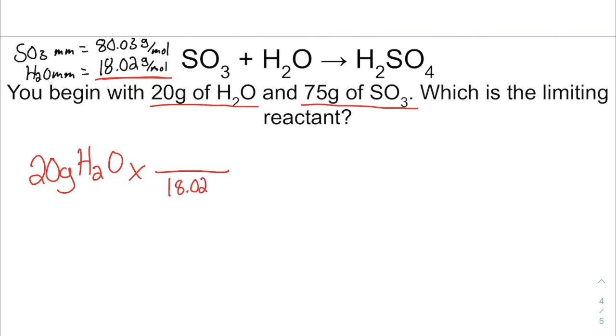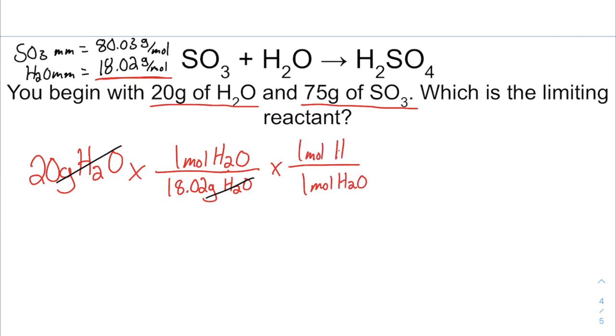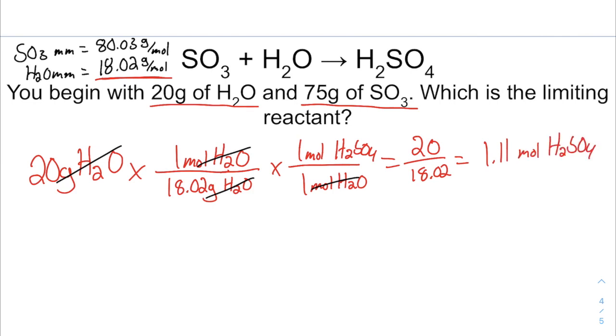I'm just going to really quick here show you how to do the stoichiometry for this. So we're starting with 20 grams of H2O, and we're going to use the molar mass first to go from grams of H2O to moles of H2O. Cancel out our units, and next thing we can use then is a mole ratio to get from moles of H2O to moles of H2SO4. Once you do that, multiply everything on the top, divide by everything on the bottom. Now that we know how much H2SO4 our amount of water can make, let's do the same thing for SO3.